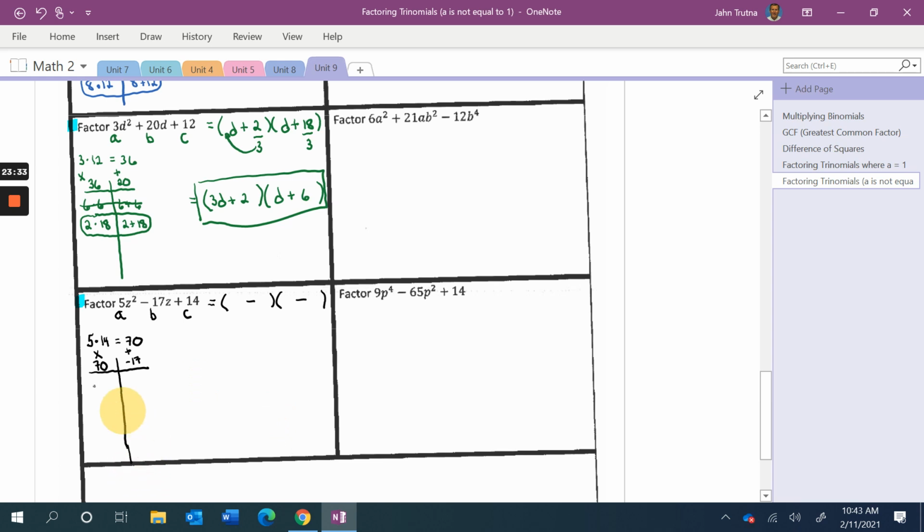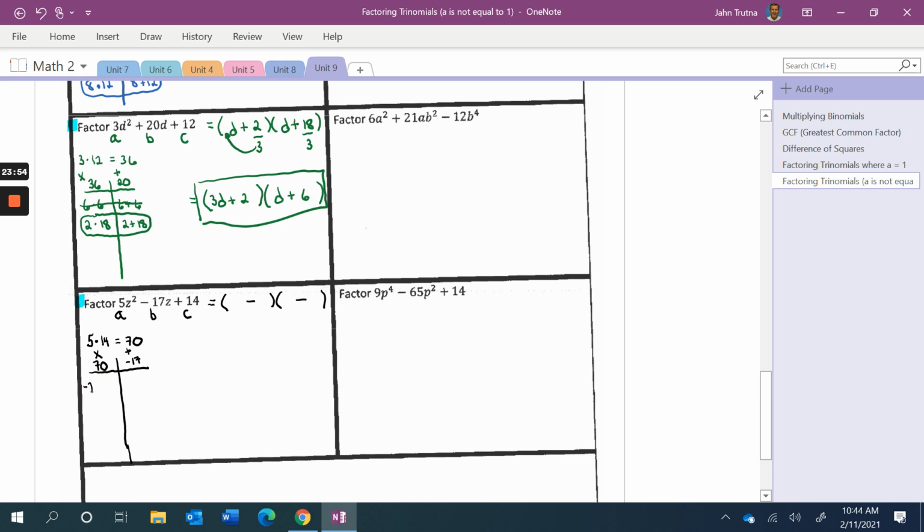Now you have a mathematical puzzle. You have to find two numbers that multiply to make positive 70. Both of the numbers have to be negatives because my factors are going to be negative, negative. But those same two numbers have to add to make negative 17. And you're going, I don't know, Mr. Trutna, I mean, who knows that? Well, you guys, this is where you have to practice your mathematical skills, okay?